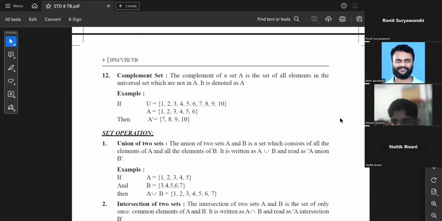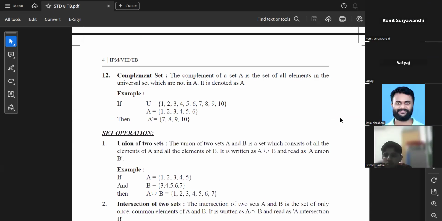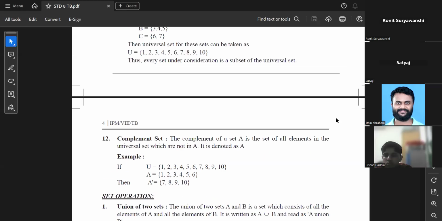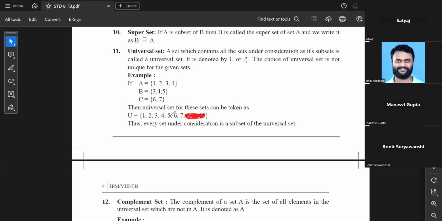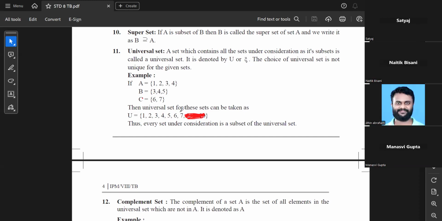Ronit, tell me. Sir, can you explain how 8, 9, and 10 came? I didn't understand that. 8, 9, and 10 are random elements of this universal set. Okay, I'll just tell you one thing. If these 8, 9, and 10 were not there, then also this would have been a universal set because it is covering everything. But that doesn't mean you are not allowed to put 8, 9, 10. You are allowed to put 8, 9, 10, 11, 12, any number you are allowed to put. There is no rule in that. The only rule is you have to cover these numbers. That's the only rule. Beyond that, put in as many extras as you want, it doesn't matter.